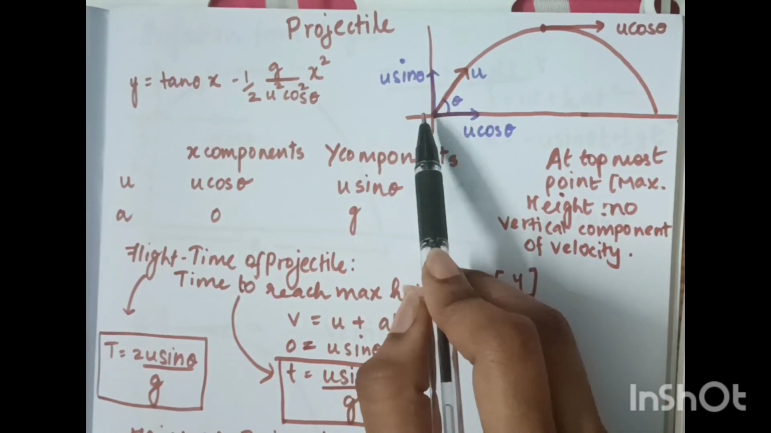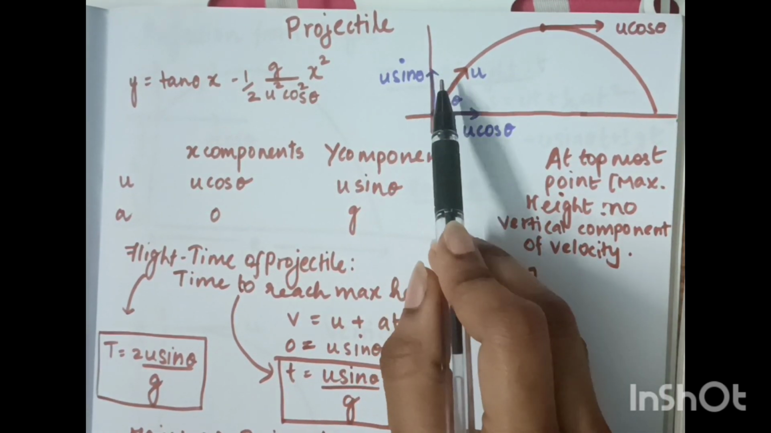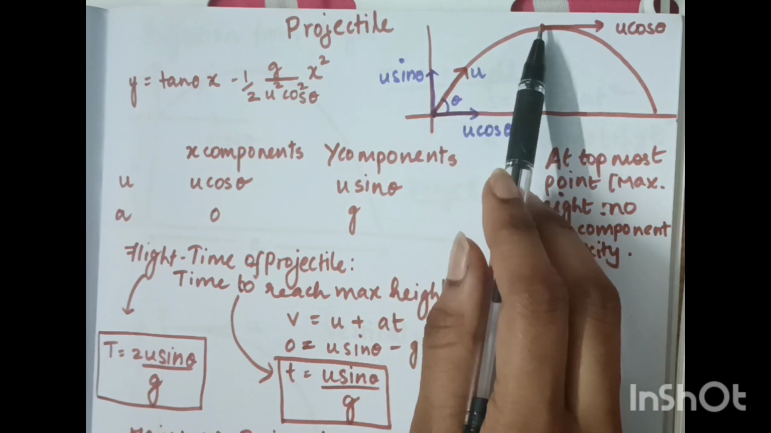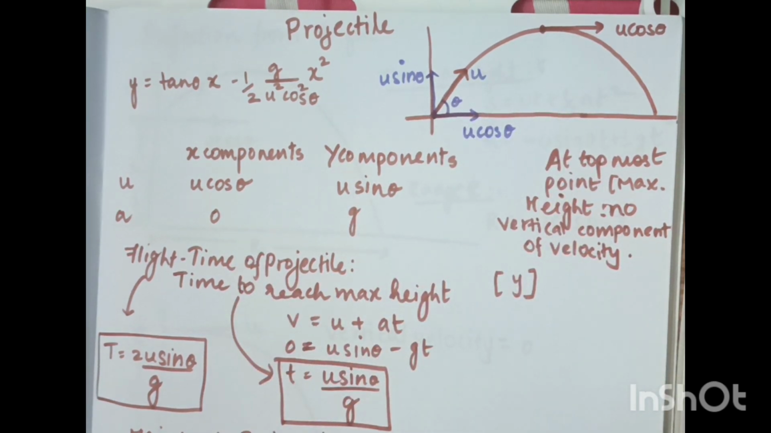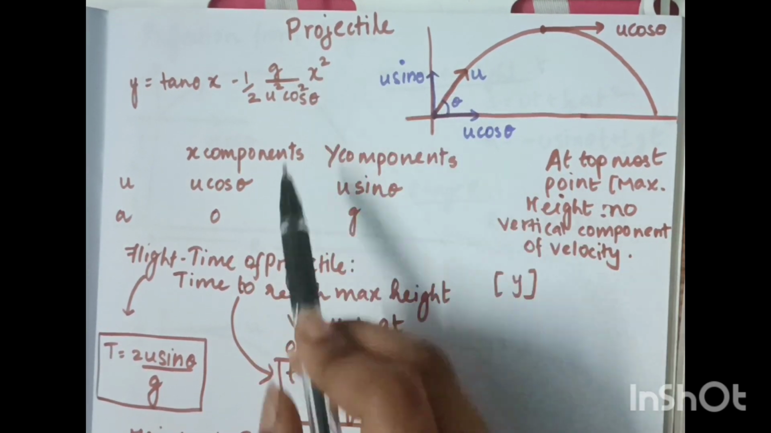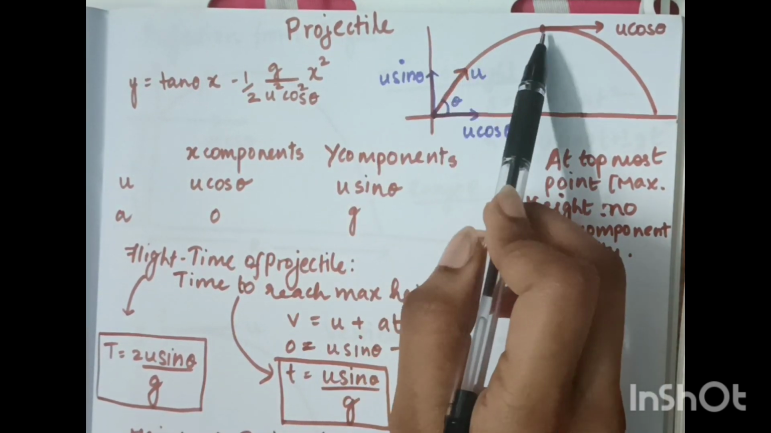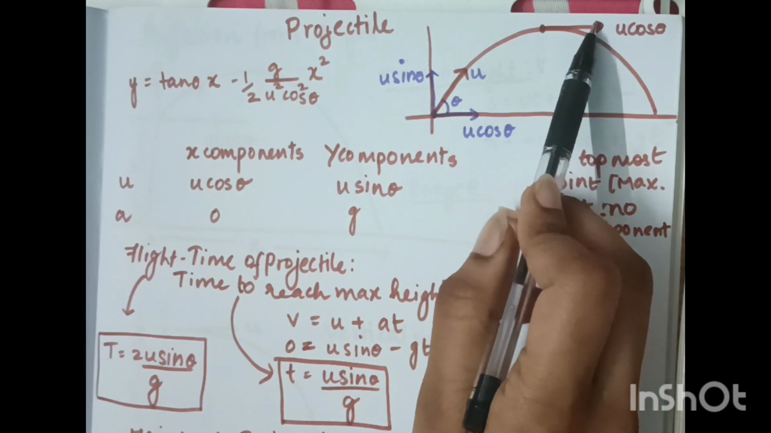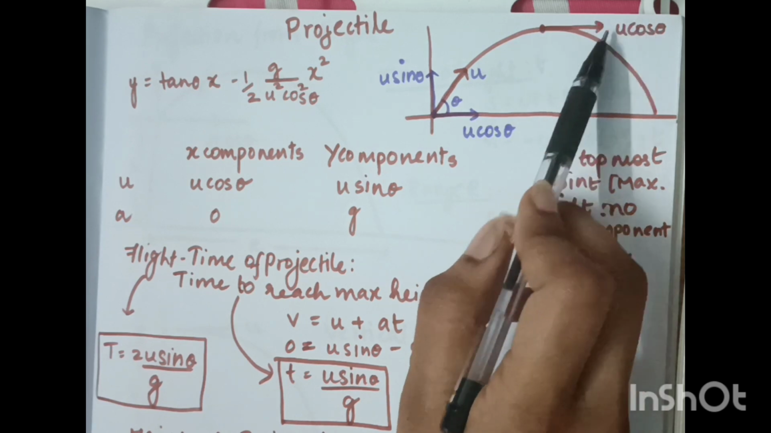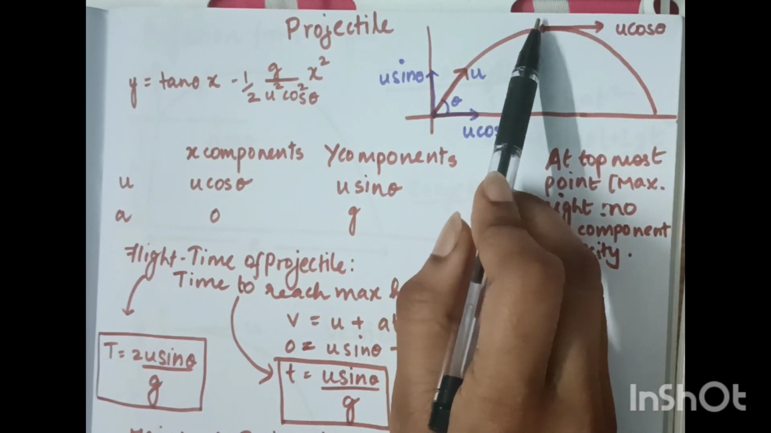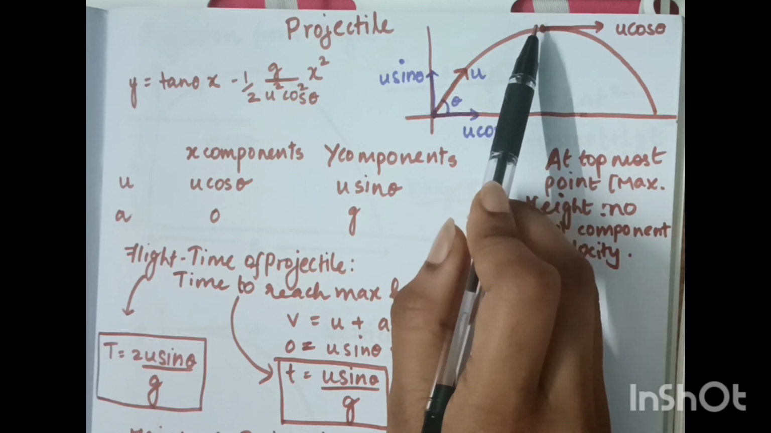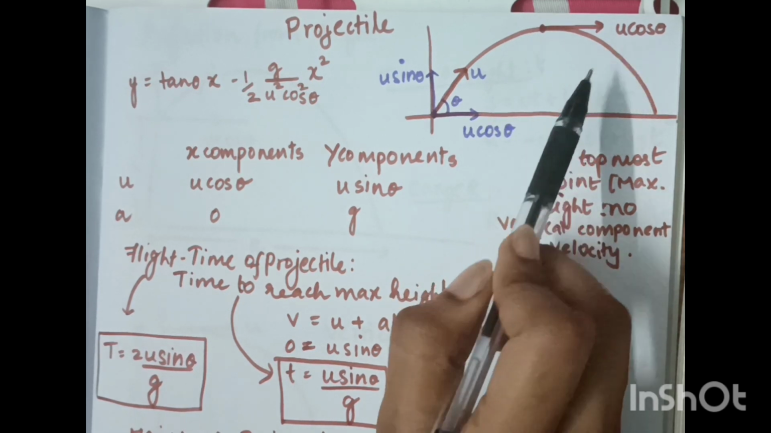Similarly, here the y component of velocity will become 0 at the topmost point, or maximum height. At maximum height, the vertical velocity will be 0. So at that point, the only velocity the body has is u cos theta and not u sin theta. It will not have a vertical component of velocity, only the horizontal component.